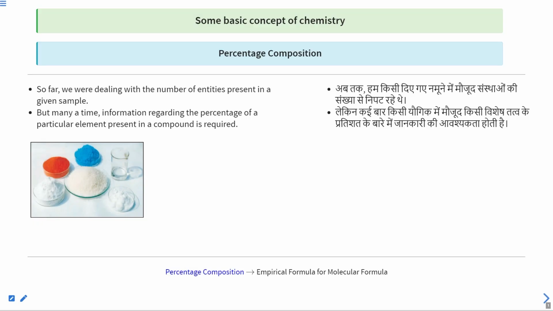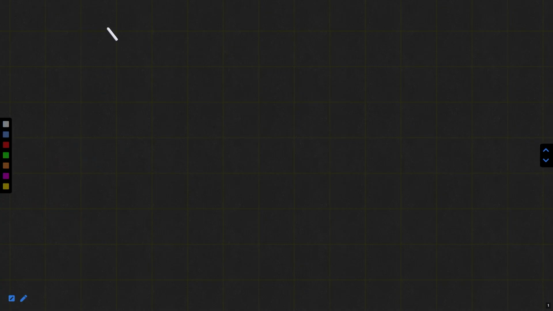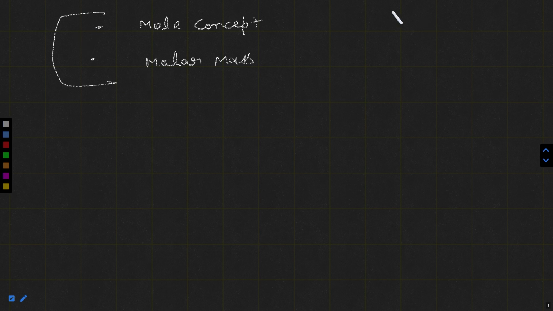Okay, so we are discussing some basic concepts of chemistry and this is going to be a very interesting class like the previous class. First of all, I want to recall the previous class concepts, then we will start today's class. In the previous class, we covered the mole concept, molar mass and some numerical problems based on the mole concept.